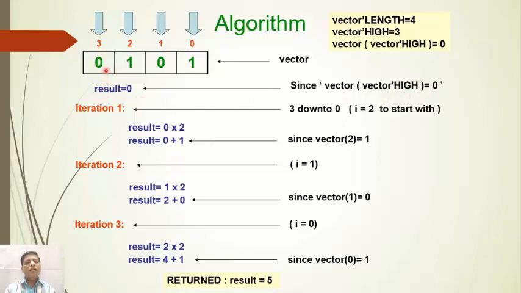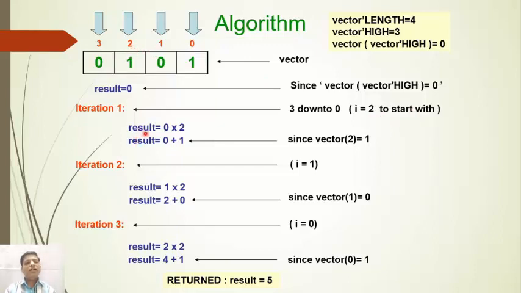So here we require a total of 3 iterations from MSB to LSB. We require 3 iterations: 1, 2 and 3rd. This is the way to find out the iteration. So here we consider the first iteration, iteration number 1, 3 down to 0. In the first iteration, I is equal to 2 to start with.